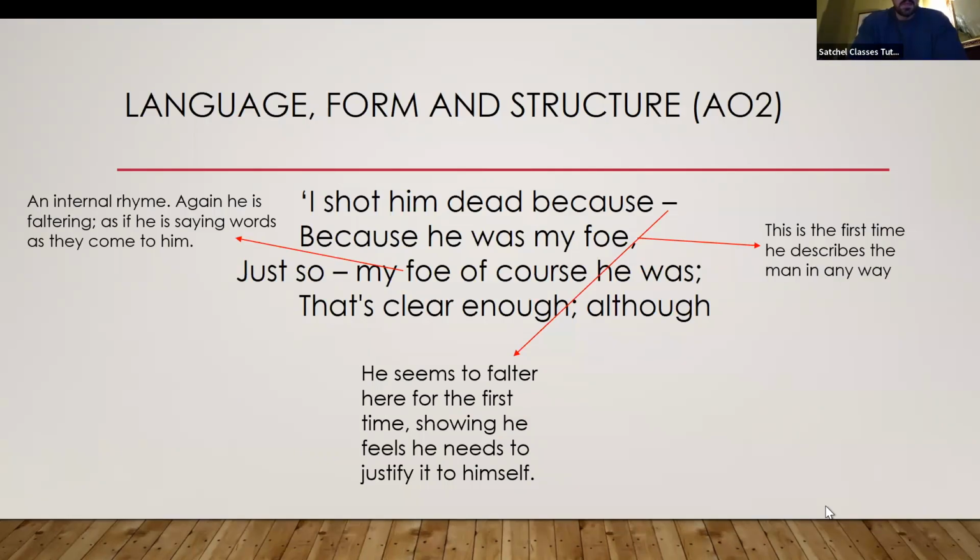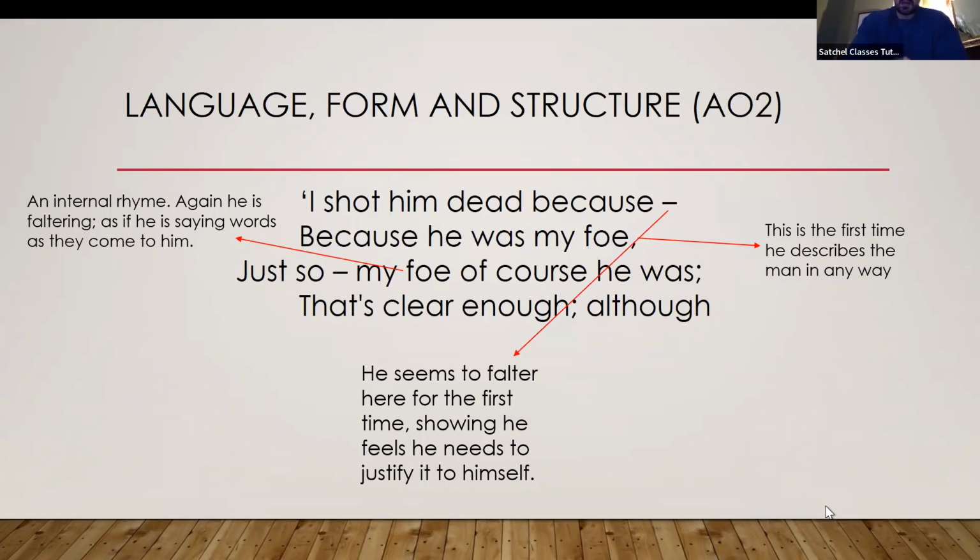And again, with the hyphen and that internal rhyme, it's the faltering of this dramatic monologue, this inner monologue that he's conveying now. He's trying to almost rationalize this process of death and killing, but he's really struggling.